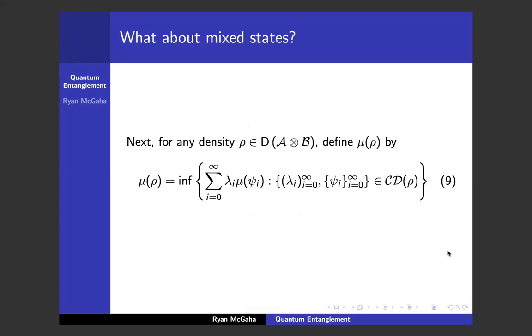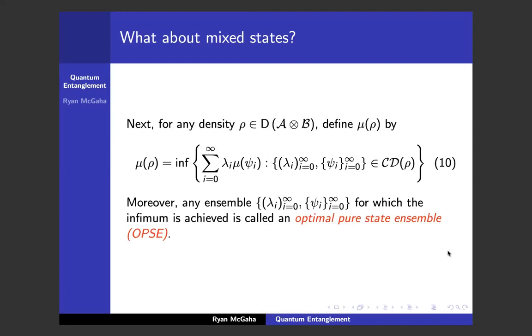Now I can define my entanglement of rho as the following. For any density operator rho, I define mu of rho by the infimum over the convex decompositions of rho, where I take the entanglement of psi i, multiply by the convex coefficient, and add it all together. It's kind of like the expected entanglement out of an ensemble, and then we minimize that expected entanglement. This construction is often called the convex roof construction. Moreover, any ensemble lambda i, psi i, for which the infimum is achieved is called an optimal pure state ensemble.